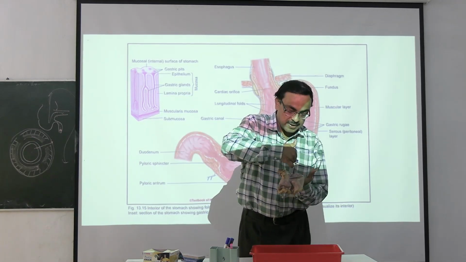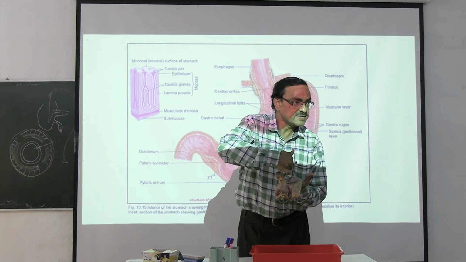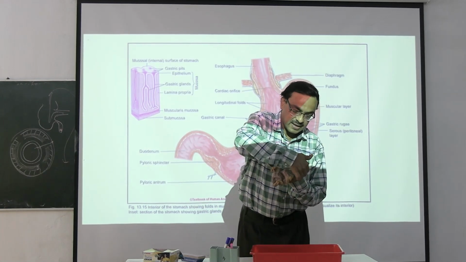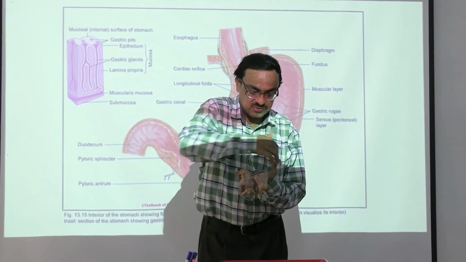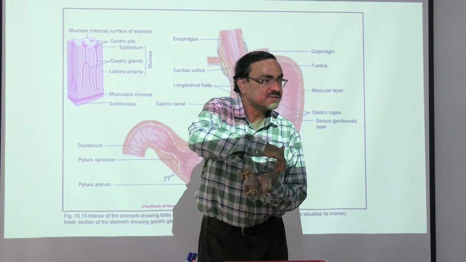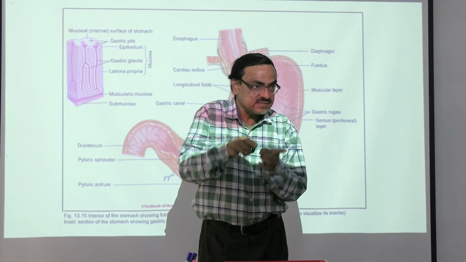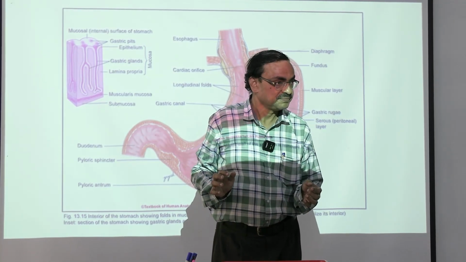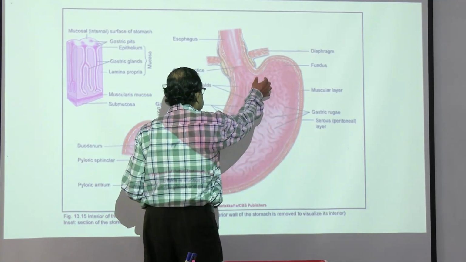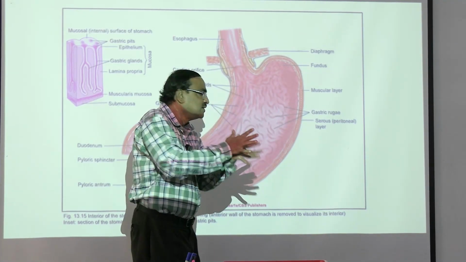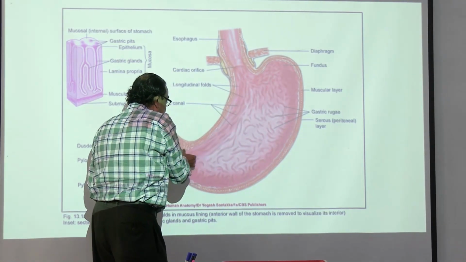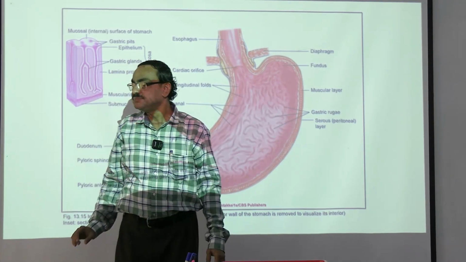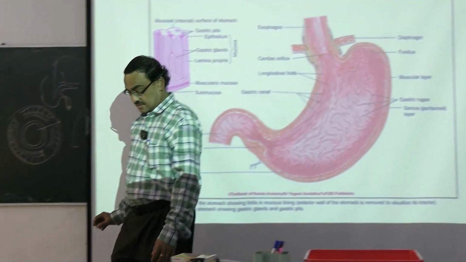From here they are starting, and the free ends are here. The oblique muscle is covering and ends posteriorly. So these oblique muscles have anterior and posterior free ends. When they contract, ultimately there is development of a canal in front, that is called the gastric canal.